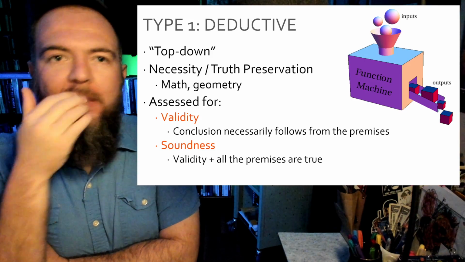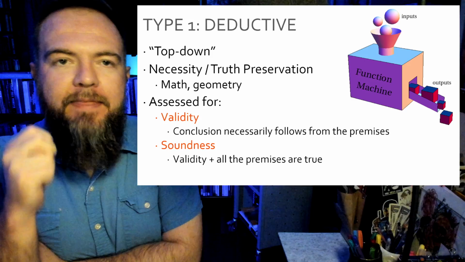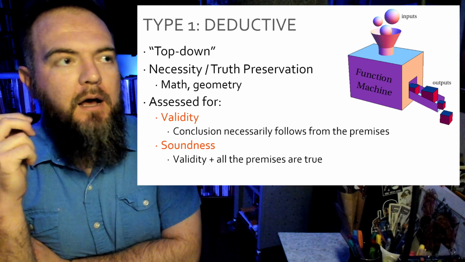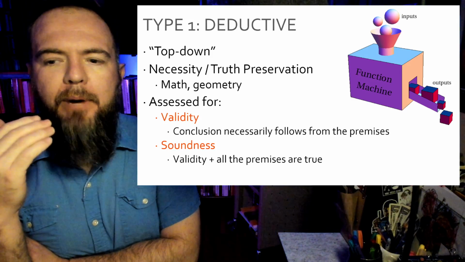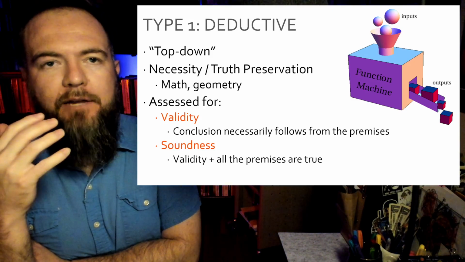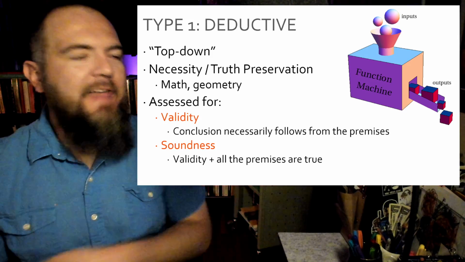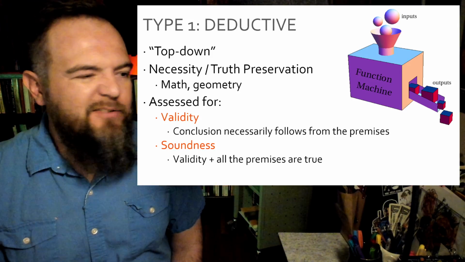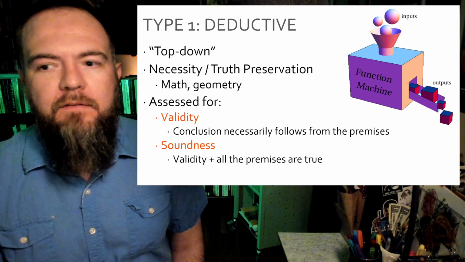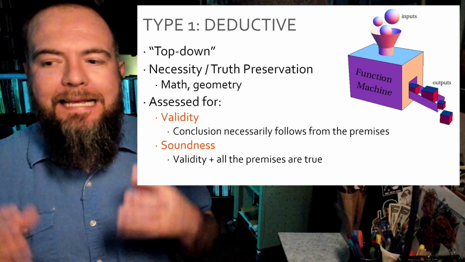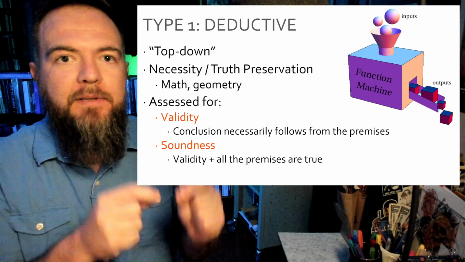Okay? Now we assess deductive arguments in two ways, generally speaking, and these words are really important. The first word gets used in a lot of different ways colloquially, in our common language, but the first thing that we would assess a deductive argument for is called validity. Or we would say that it's valid. In colloquial terms, that just means it's okay, it's good, you have an okay perspective. But in logic, validity says that the conclusion necessarily follows from the premises.